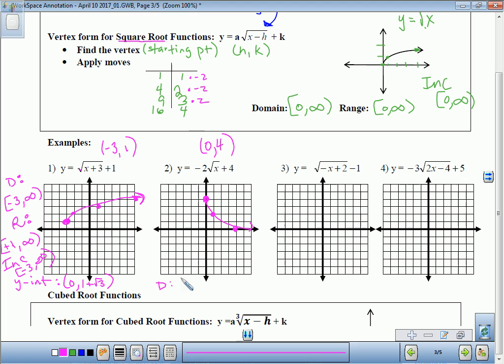All right, the domain of this one, 0 is my smallest possible x value, so it goes from 0 to infinity. And the range, least to greatest, this goes down forever, so the least value is -infinity.